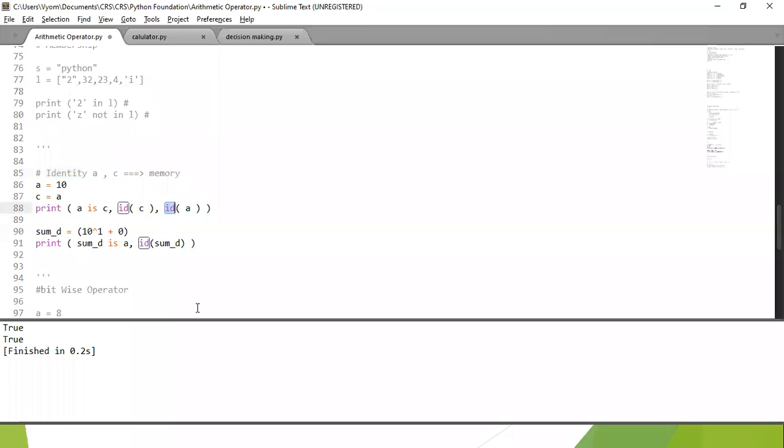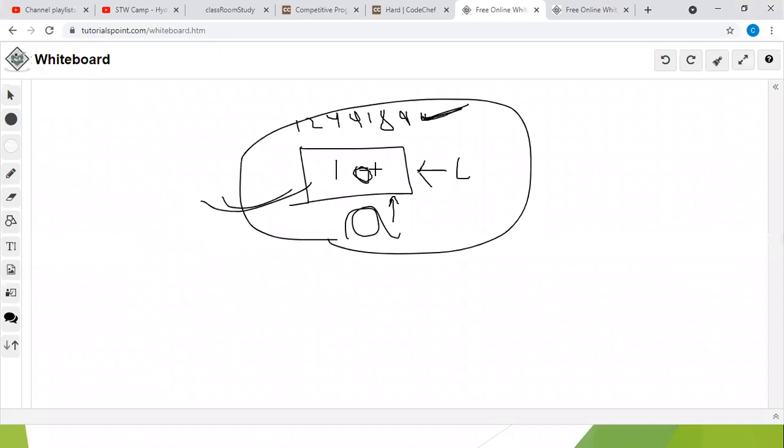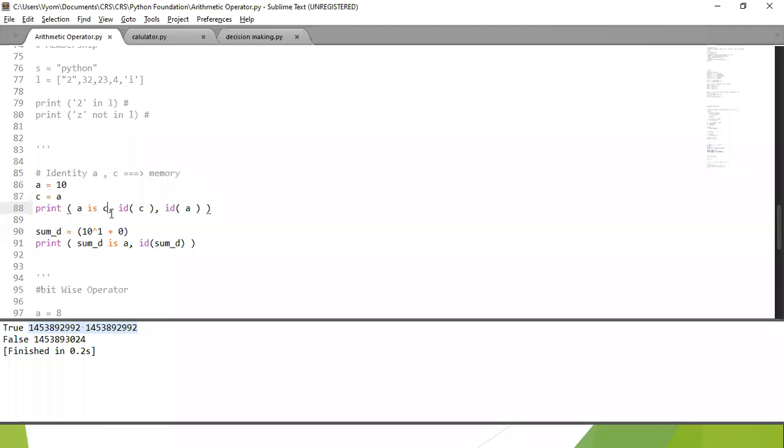Okay. So there is one function called ID function. You use ID function to identify the address of these variables. I'll show you. So this is the address of C. This is the address of A. And if you see the address of A and C is same, that means they are pointing to the same address. And that's why A is C. Identity operator says, is A and C both pointing to the same object, same address? Yes, that's why you get true as an output.